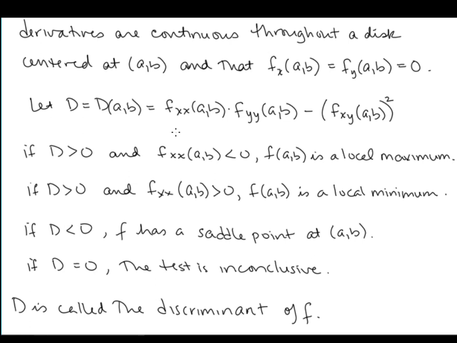And D being positive tells us the curvature is the same. So then we just have to figure out, well, is it a maximum or a minimum? And so we look at either the double x partial or the double y partial. It actually doesn't matter which one you're looking at here because they're going to have the same sign if D is positive.